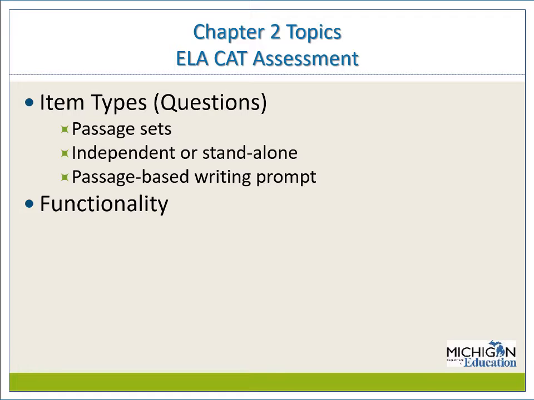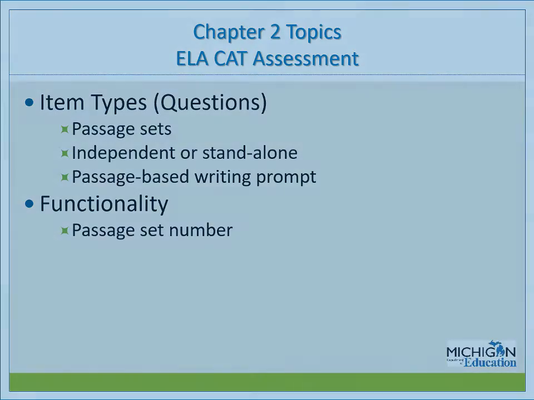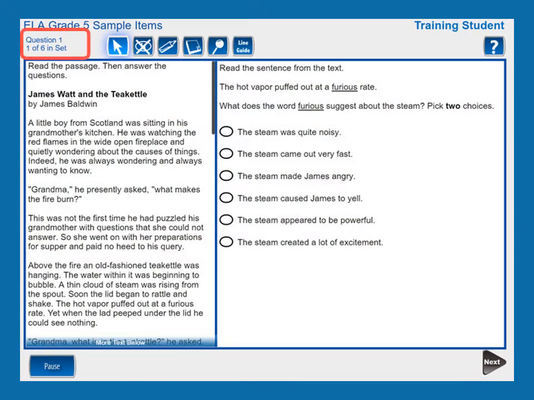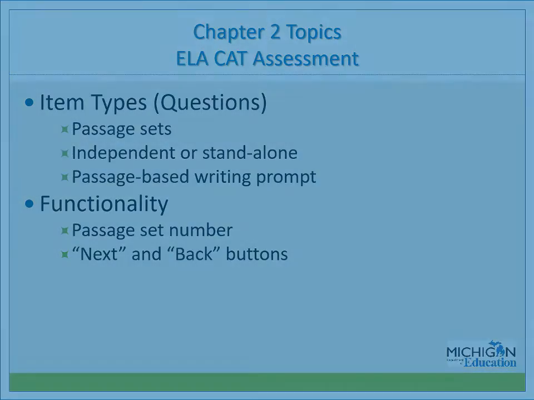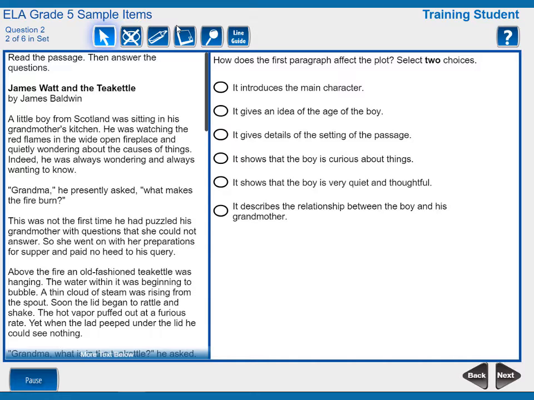The first type of item, the passage set, has specific navigation functionality. Specific to the passage set, a number indicates how many test questions are in a set. This function is useful because it helps students keep track of their progress. Another navigation function specific to the passage set are the Next and Back buttons. Within a passage set, a student can navigate backwards and forwards.